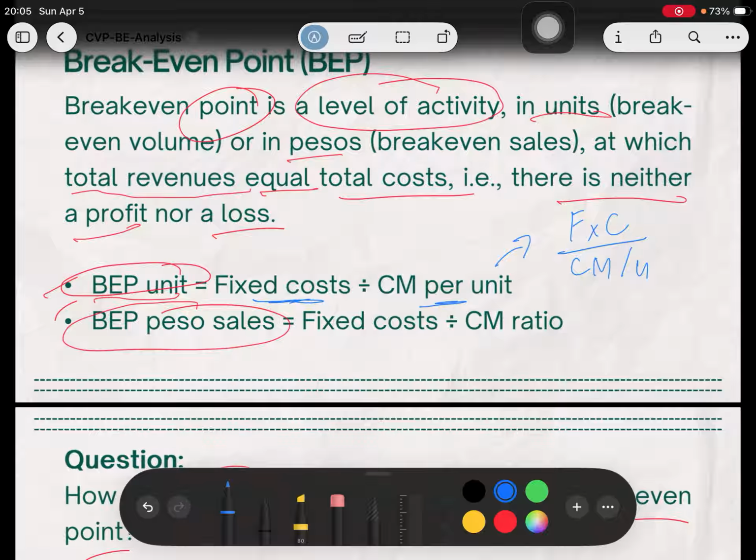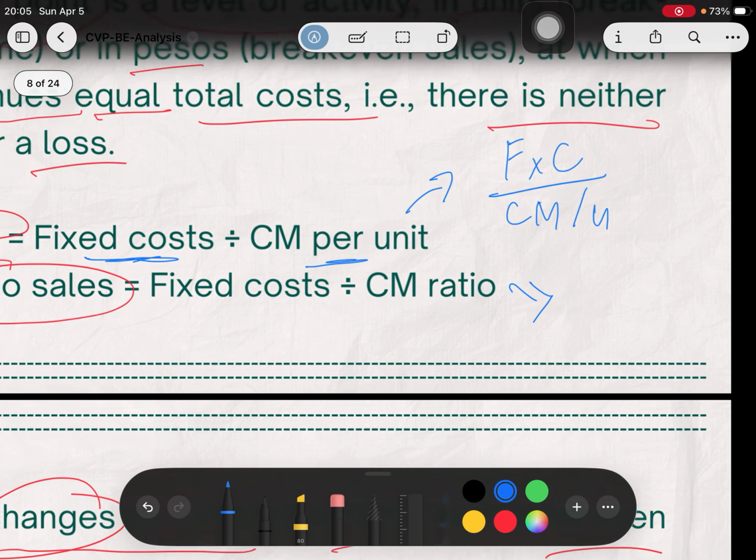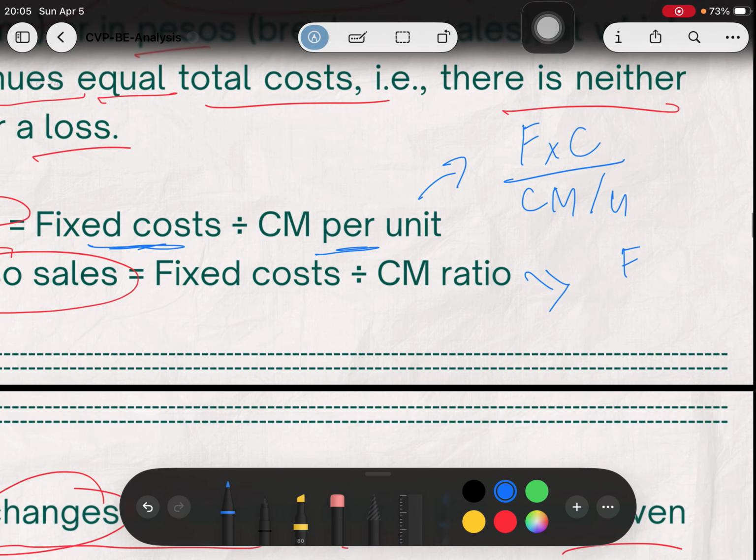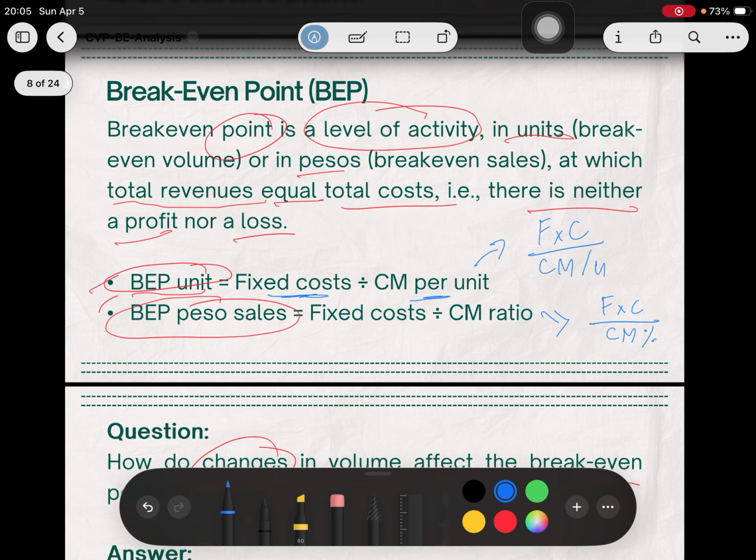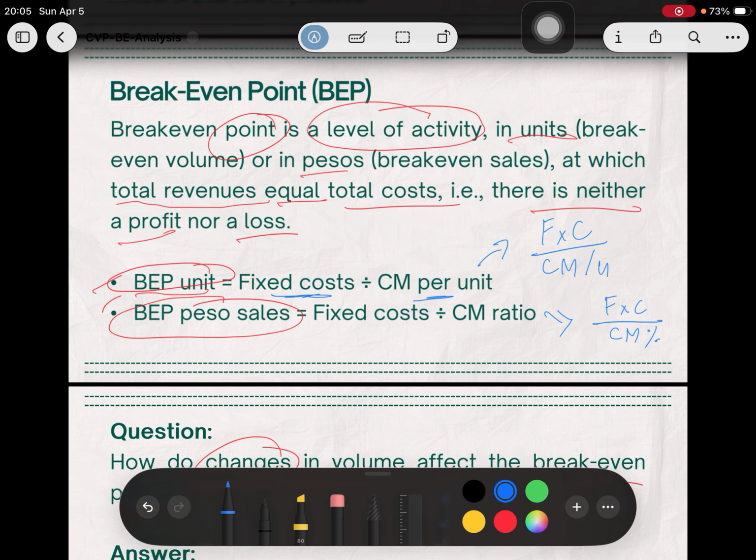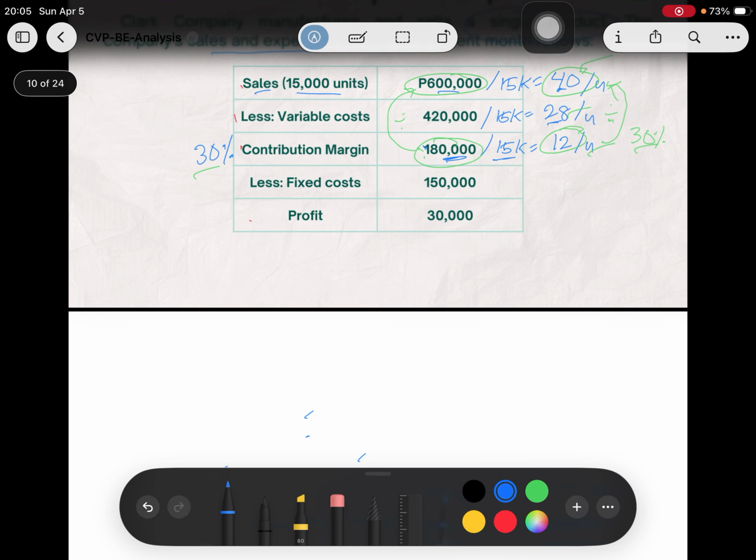Ayan. Kapag naman break-even point in peso sales, ito naman yung formula mo. That would be fixed cost pa din. Same lang nung kanina. Pero ang denominator mo na is contribution margin ratio, hindi na yung per unit. Okay? So, on that end, ay di-solve na natin.